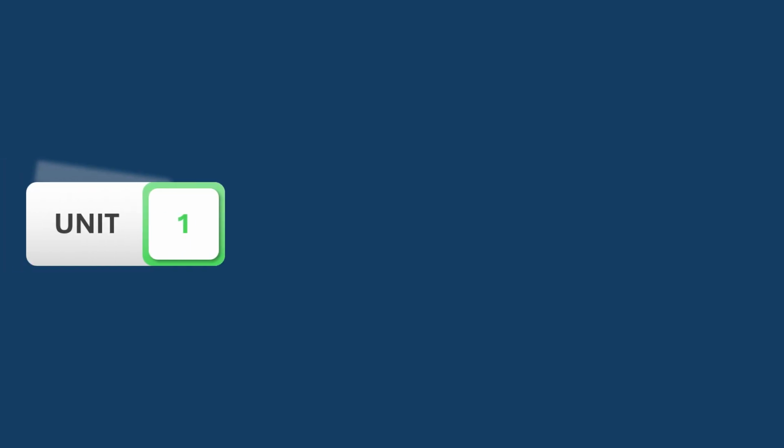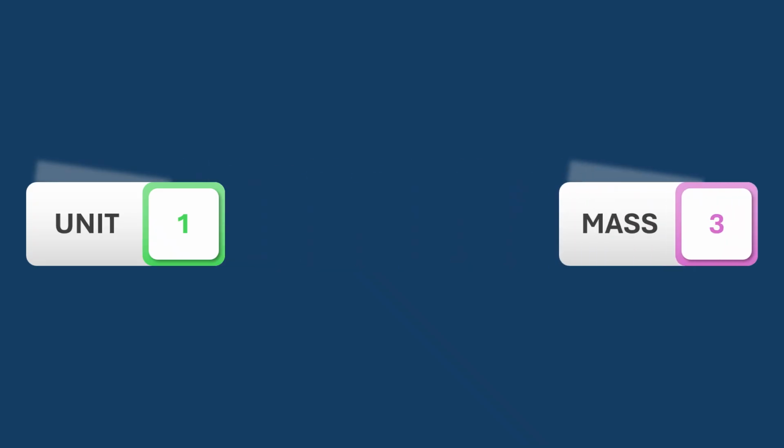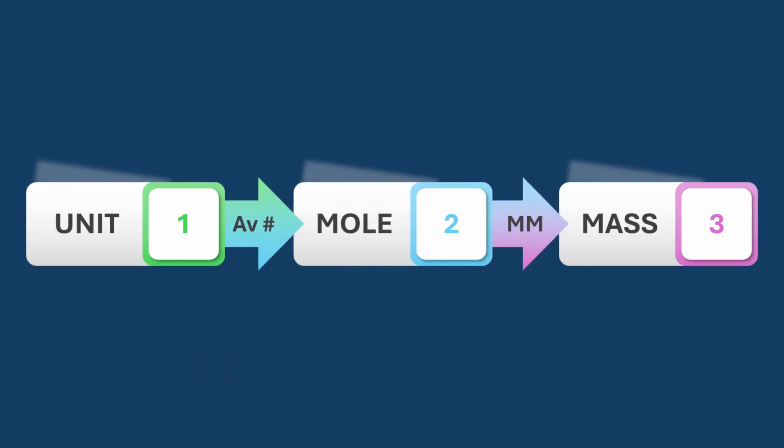For instance, if we want to move from a count of particles to the mass of that same sample, we would end up with a big gap in between. This is because we don't have a single conversion factor that includes the unit, such as the atom or the molecule, and a mass, such as grams. However, we do have a conversion factor that gets us from that unit to the mole, and then a second conversion factor that gets us from the mole to the gram. And if we use those two in tandem, we have a seamless process that gets us from point A to point B.